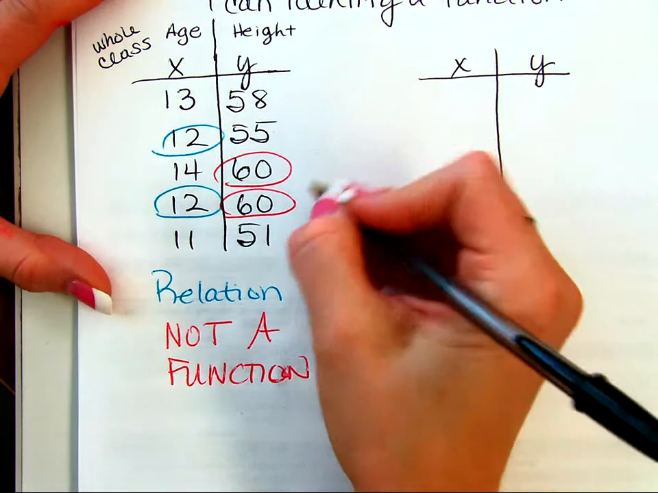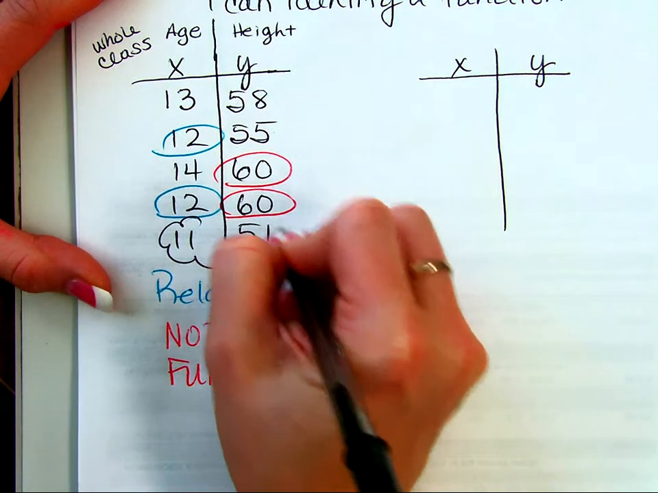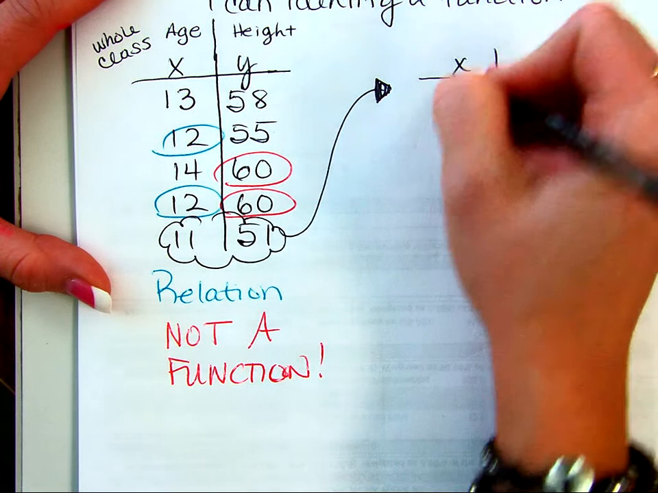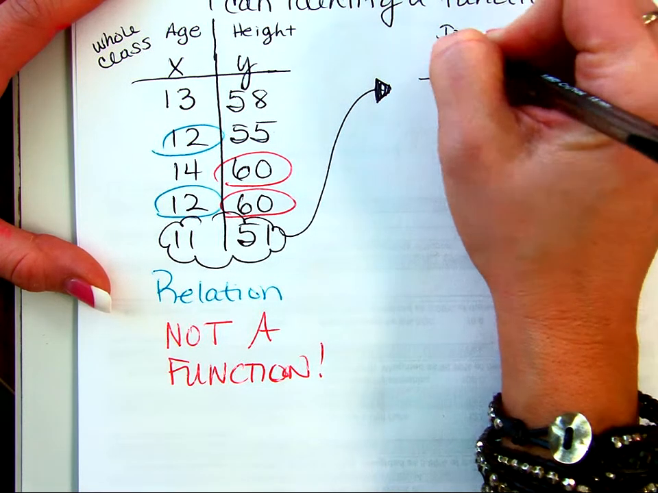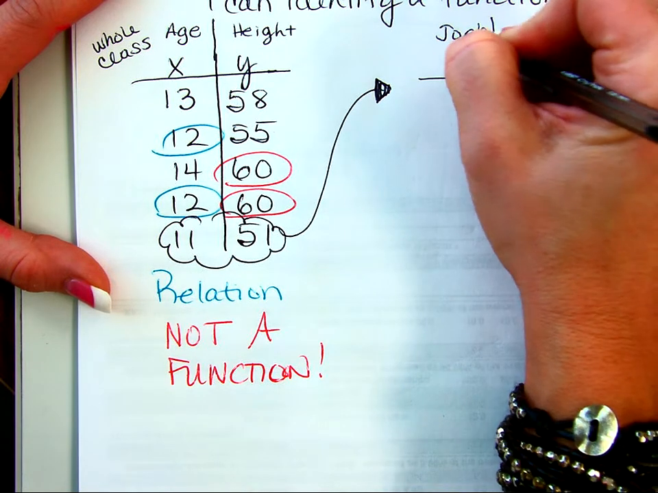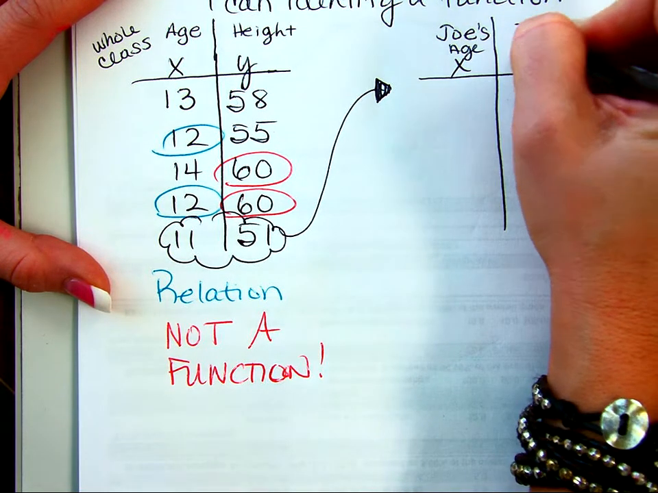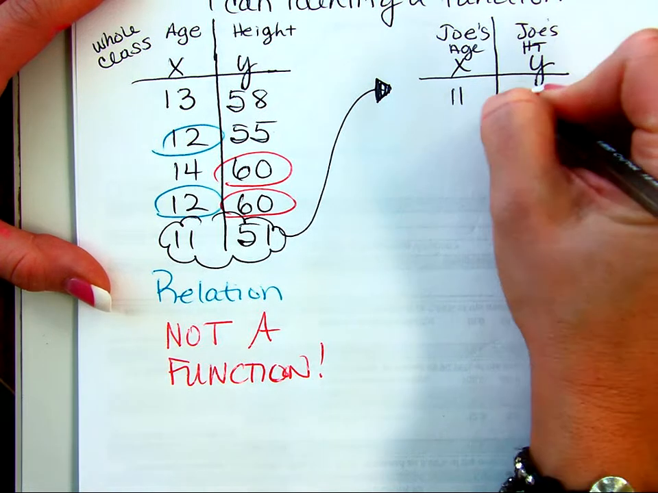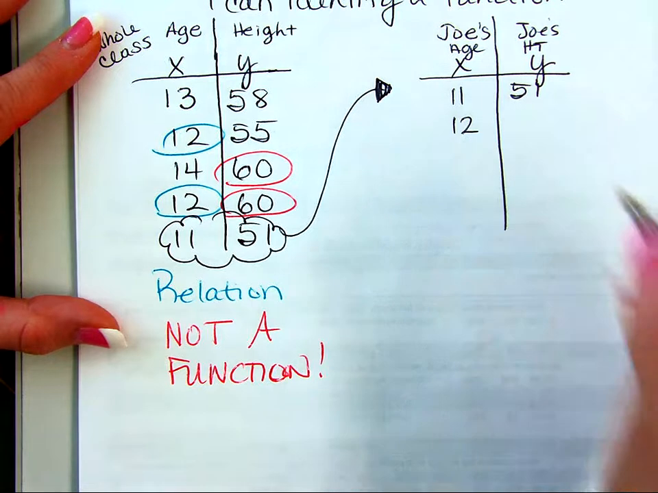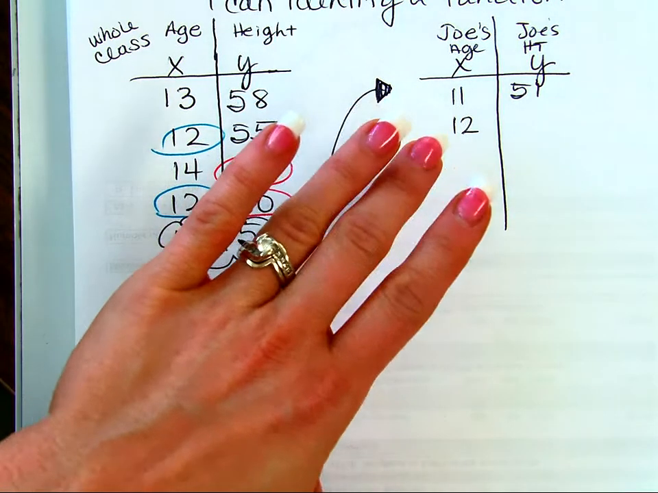Okay, so let's take this little guy right here, this 11-year-old, and let's give a whole table just to him. So let's just say this is Joe. I always use Joe every year. So this is Joe's age and Joe's height. And when he was 11, he was 51 inches tall. And when he would turn 12, and by the way, this is to be on his birthday.